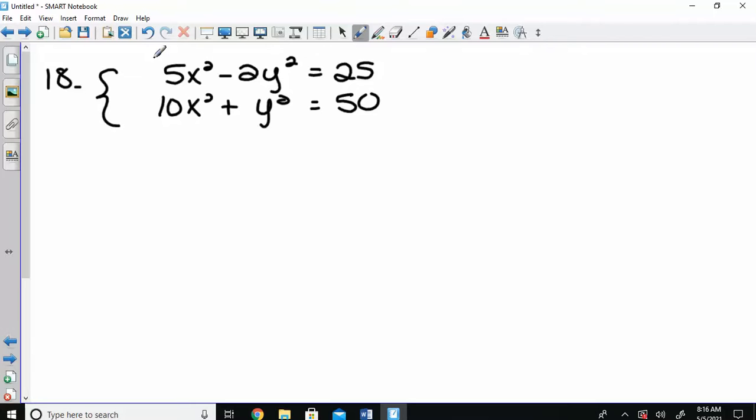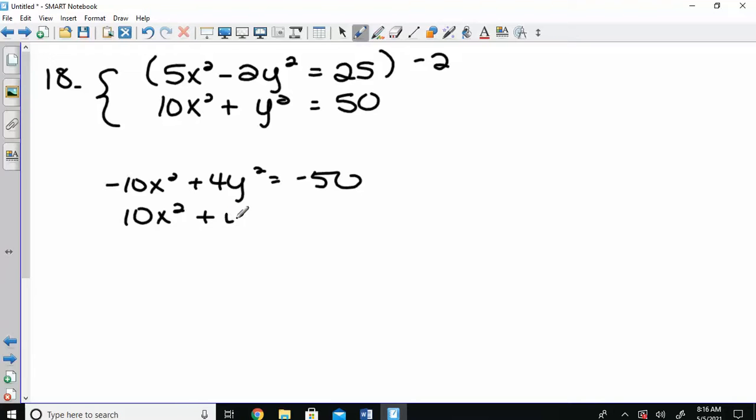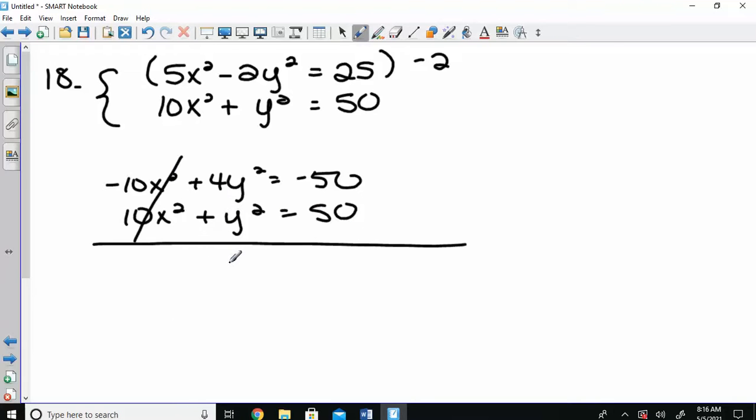Okay, so to get rid of the x squared, we have to take the top one times. So we get negative 10x squared plus 4y squared equals negative 50. The bottom one, 10x squared plus y squared equals positive 50. Add those together, those cancel. 4y squared and 1y squared is 5y squared. Negative 50 and positive 50 is 0.